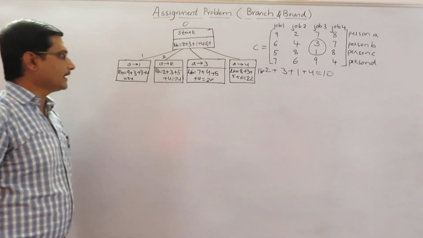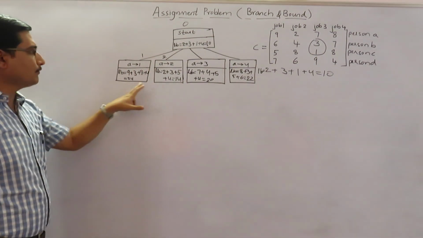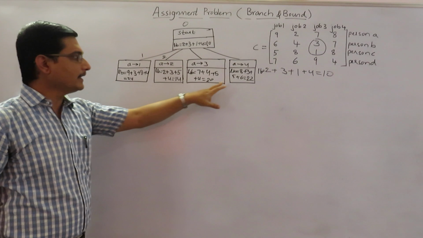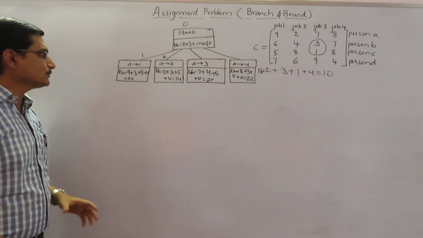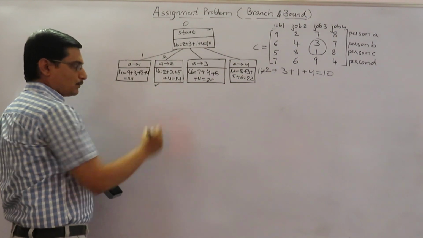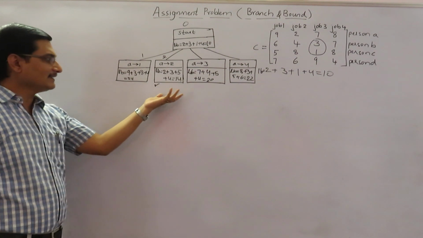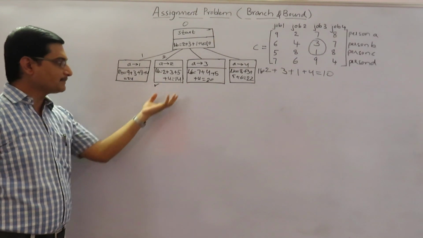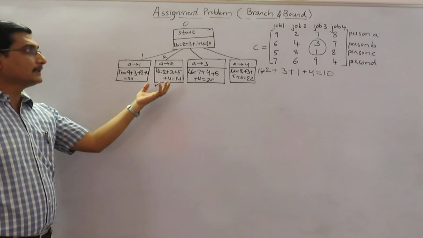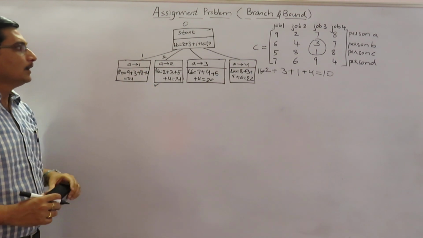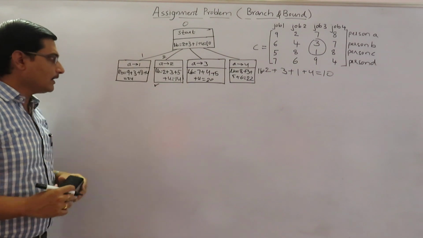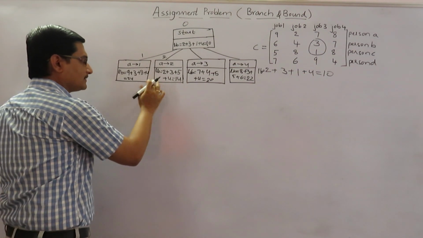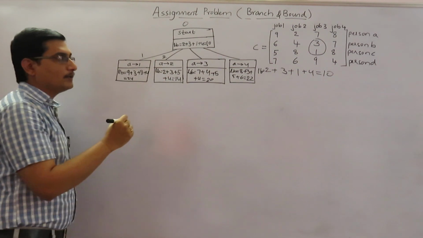This is how we can take. See that this is 24, this is 14, this is 20, and this is 22. So out of these, which is the least one? This is the least one. So we can think that this is the most promising node, and we can go further expanding this. That is, job 2 is assigned to person A. This is fixed. Job 2 is fixed.